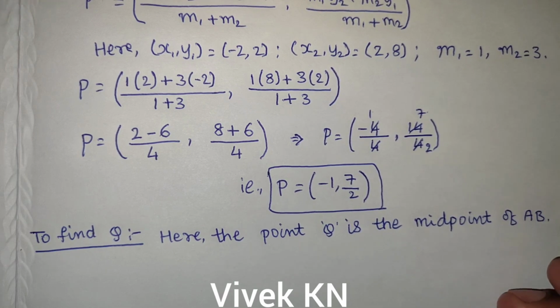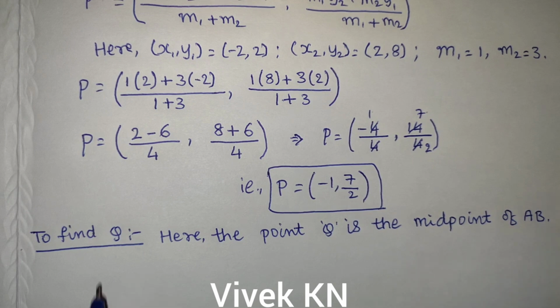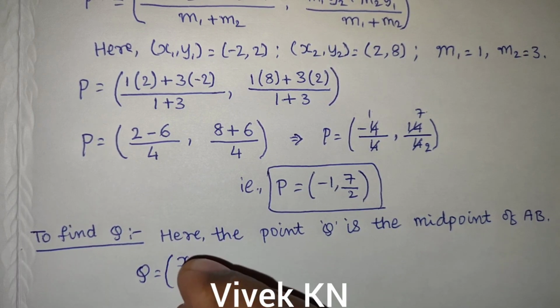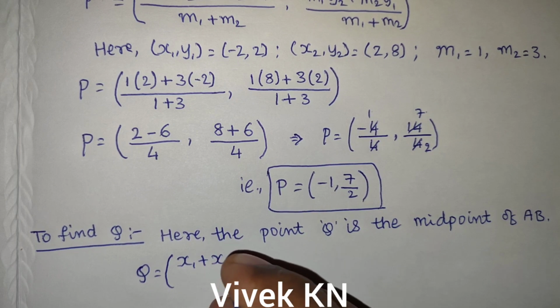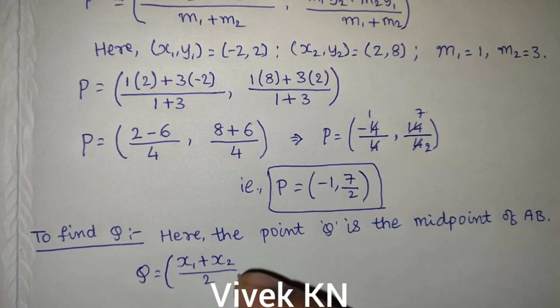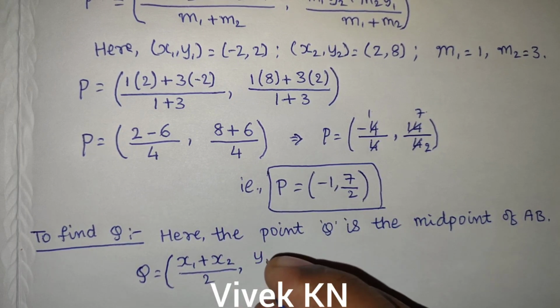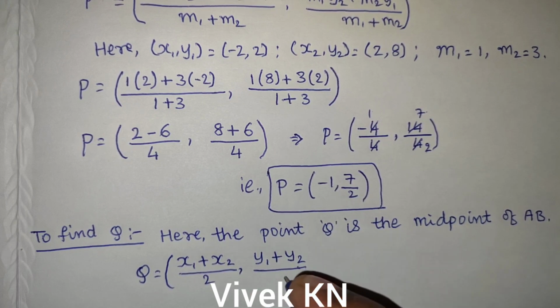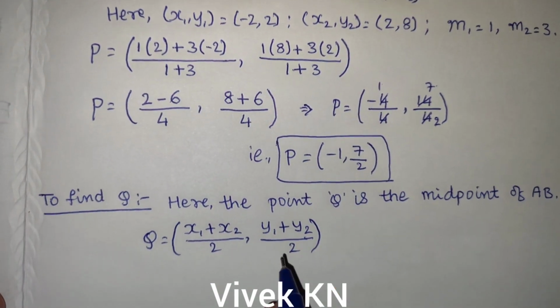So let us write the midpoint formula to find out the coordinates of point Q. The midpoint formula is given by (x1 plus x2) divided by 2, comma, (y1 plus y2) divided by 2. This is the midpoint formula.